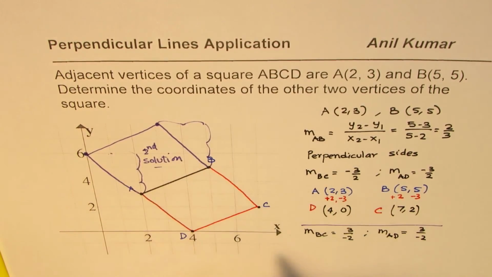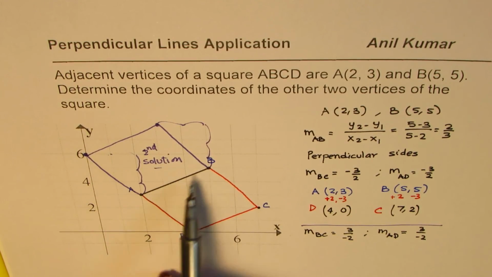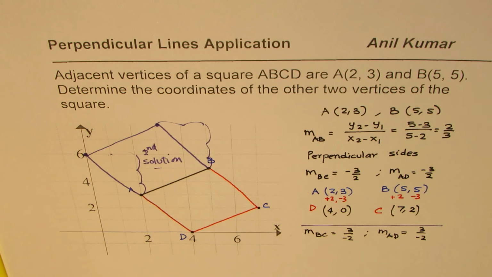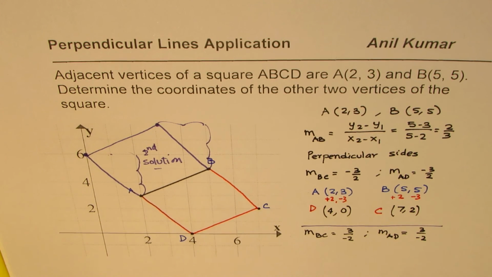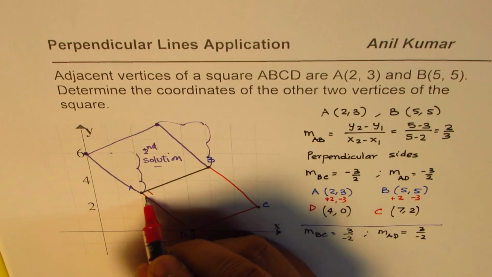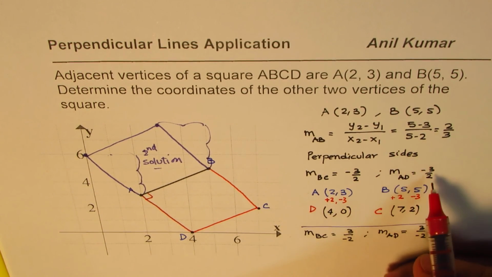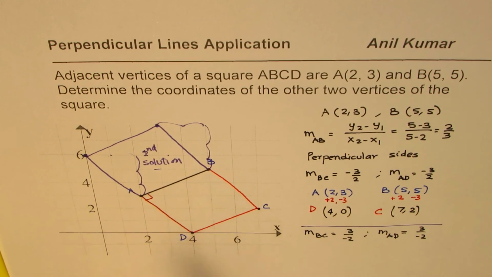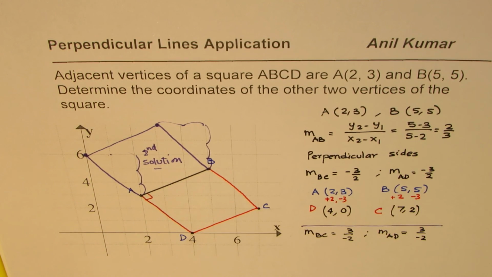Both are correct. You could make a square on either side when the adjacent vertices are given to you. I hope that clearly explains how we should find them. Since the slopes are negative reciprocals, when you multiply them you get minus 1. We ensure that these are perpendicular lines. So I hope that really helps you to understand the concept.